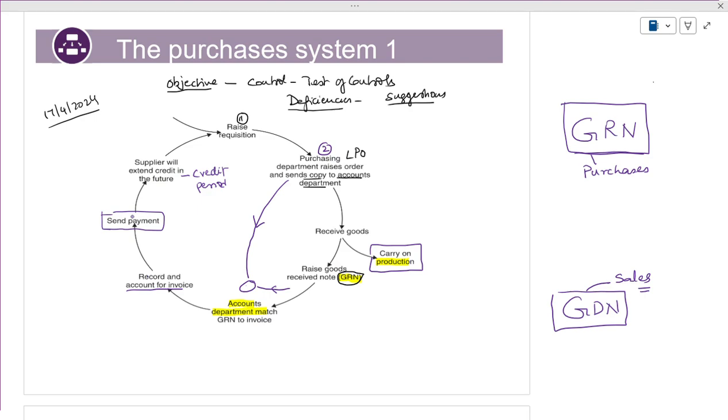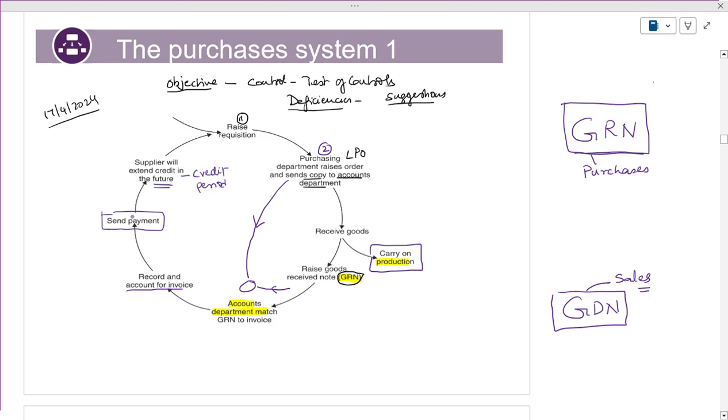Okay, debit and credit. Once we have made a general entry, we will send the payment. Without the general entry, we will not do the payment. Once we have made the payment, fine, that is the end, or the supplier will extend credit in future. The same process will work.